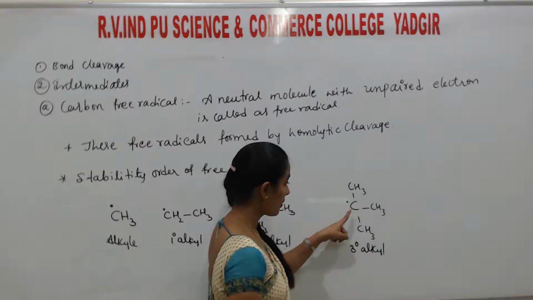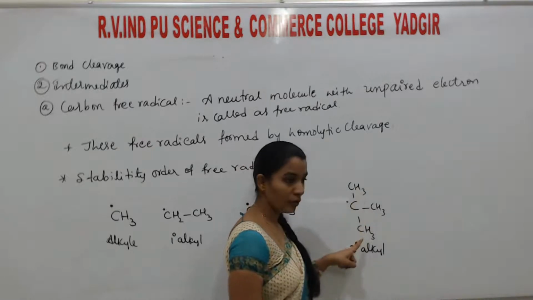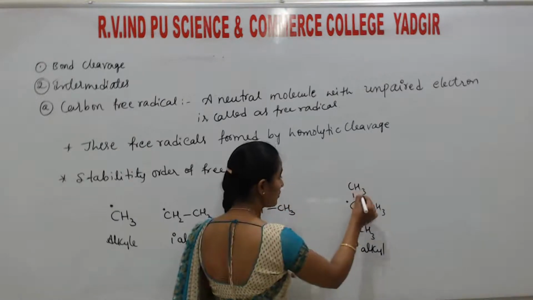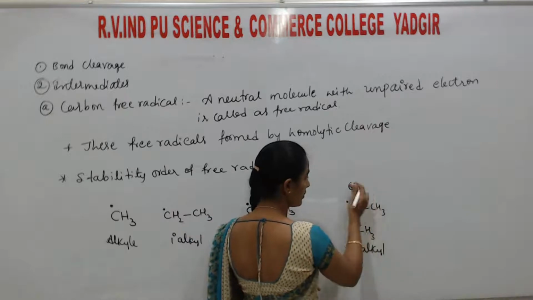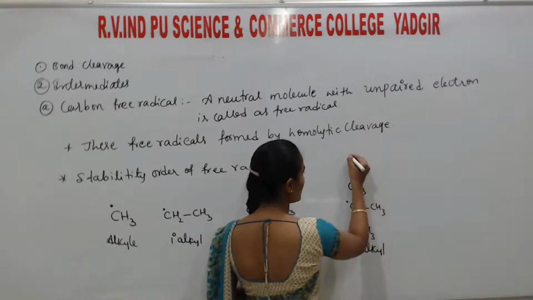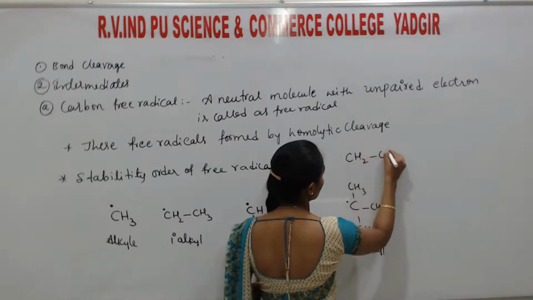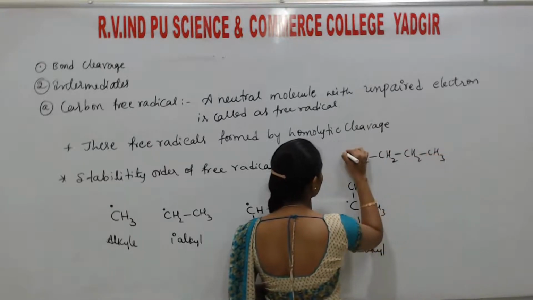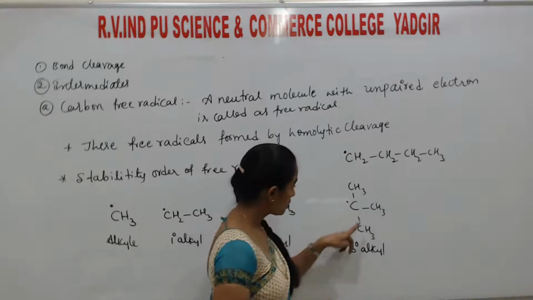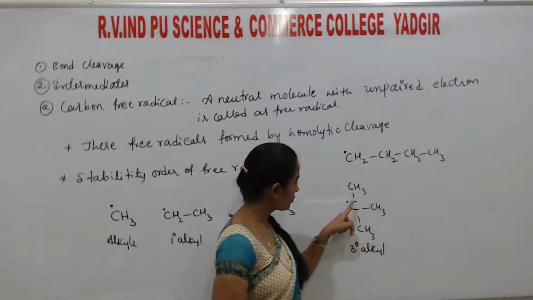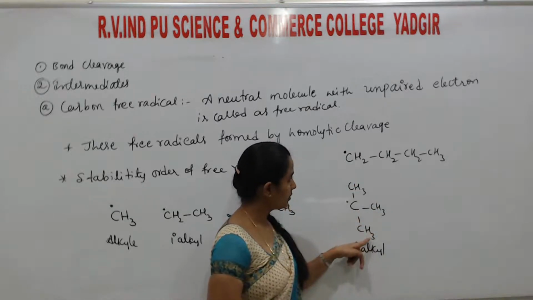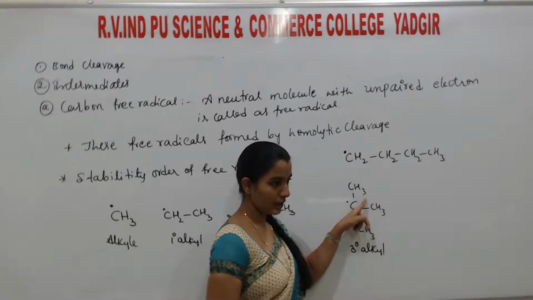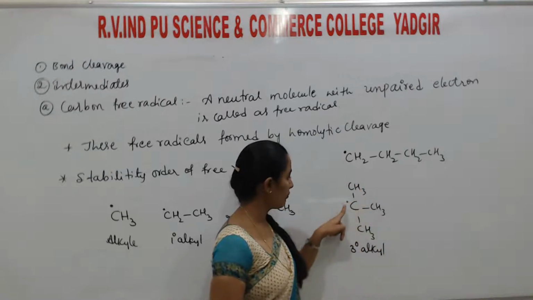Students, remember here 1, 2, 3, 4 carbons are there, tertiary it is. You can write it as CH3, CH3, CH3 with the dot. The formula of these two is the same. 1, 2, 3, 4 carbon atoms, 3 plus 3 plus 3, 9 hydrogen atoms, with the one free radical.